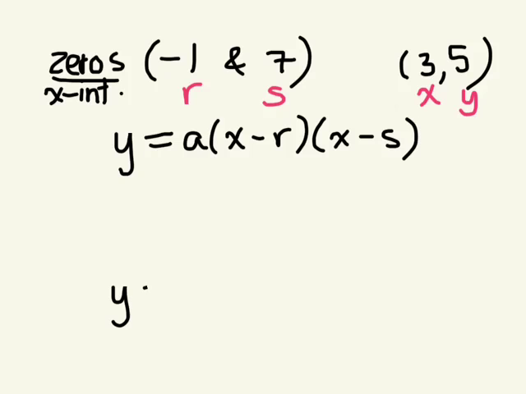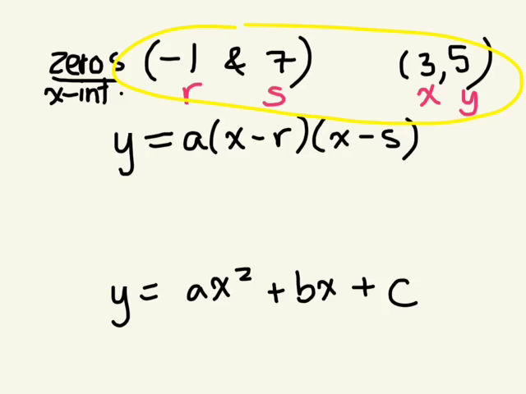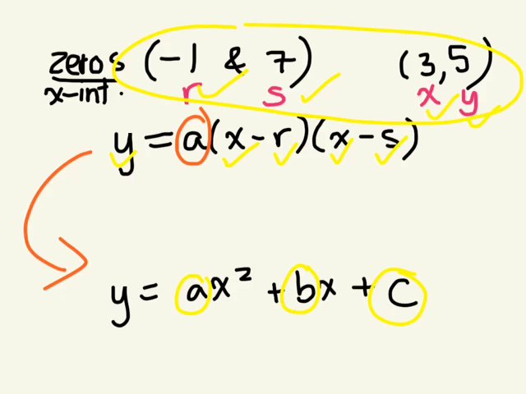The question says to write it in standard form, which looks like this. But if I'm given that information, I don't know A, I don't know B, and I don't know C. So we're not going to put it in standard form right away. We're going to put it into factored form because I know x, r, s, and I know y. So I can actually solve for A, and then we can put it into standard form afterwards.